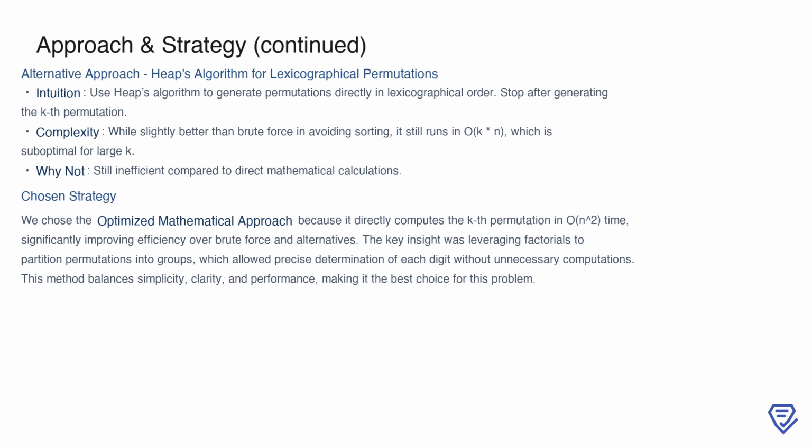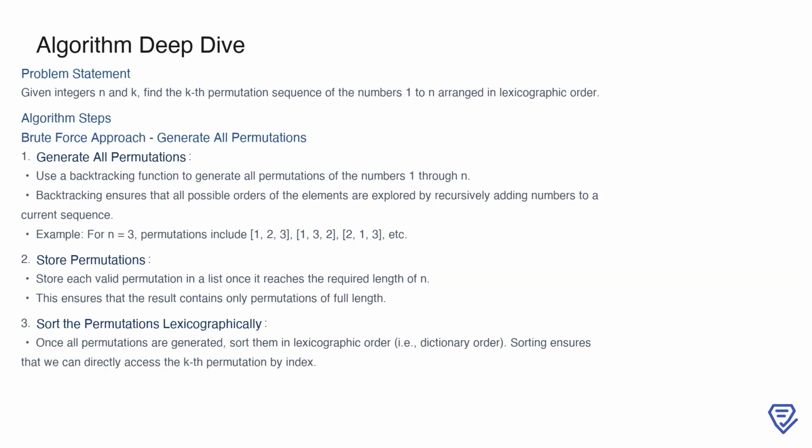or alternative solutions. To solve the problem of finding the kth permutation sequence of the numbers 1 to n in lexicographic order, we can start by examining a brute force approach. The first step is to generate all possible permutations of the numbers from 1 to n. This can be achieved by using a backtracking method, which systematically explores all potential orders of the numbers by adding one number at a time to a current sequence. For example, when n equals 3, the generated permutations would include sequences like 1, 2, 3, 1, 3, 2, and 2, 1, 3, among others.